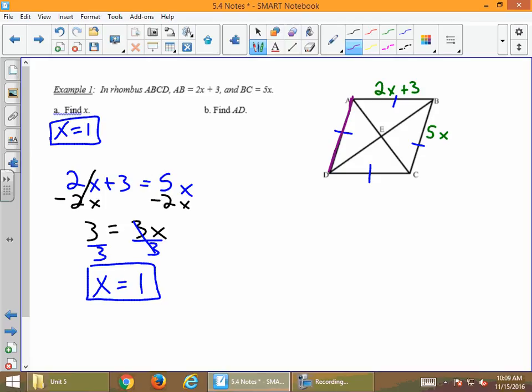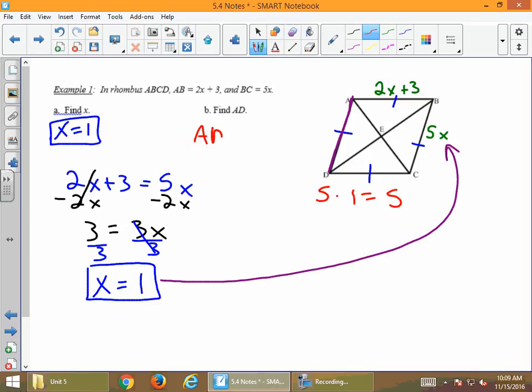5x. Oh, so you're saying take this value, plug it in right there since all the sides are the same, and I can just do 5 times 1 would give me my answer? Get our calculators. 5 times 1. You need a calculator for that one, because anything times 1 is itself. So guess what? It is 5, so therefore AD is equal to 5. Done.